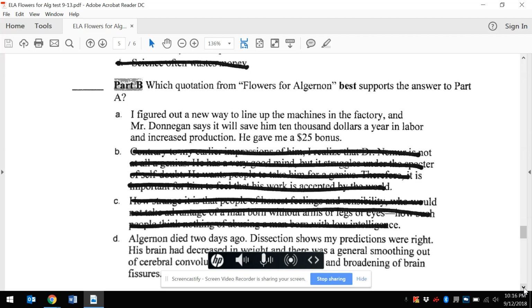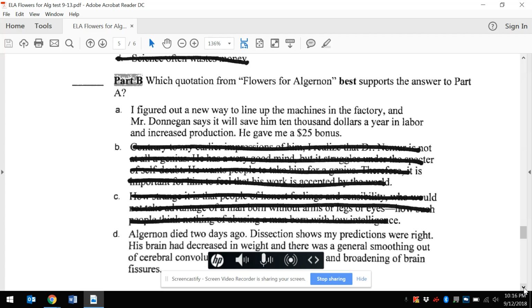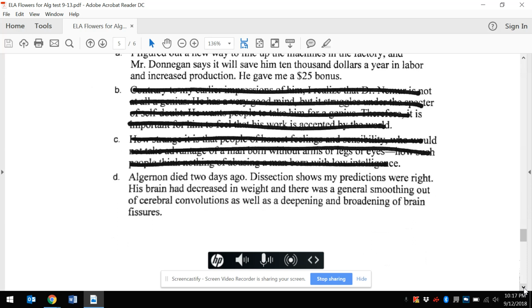I figured out a new way to line up the machines in the factory, and Mr. Donegan said it will save him $10,000 a year in labor and increase production. He gave me a $25 bonus. Algernon died 2 days ago. Dissection shows my predictions were right. His brain has decreased in weight, and there was a general smoothing out of cerebral convolutions, as well as a deepening and broadening of brain fissures. So which of those supports what you answered in the question before?